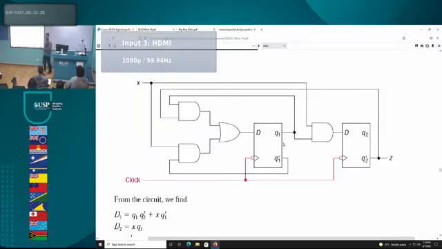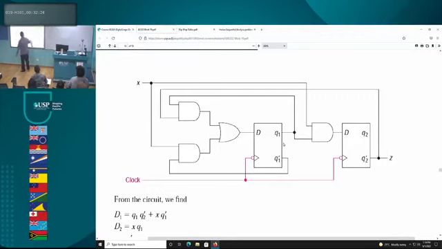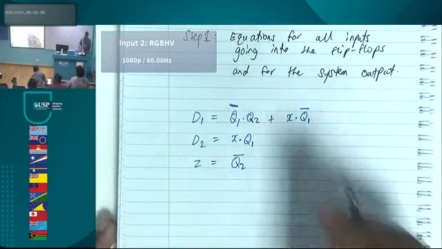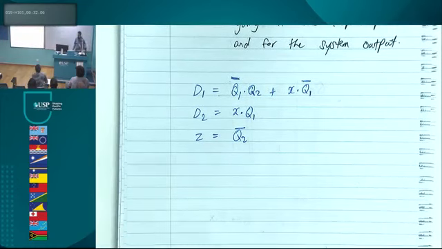This is why I gave you guys that question. Z. Oh man, where does it go? Sorry, Z is over here. We don't need to trace back. Z is Q2 bar. So those are our equations. All right, everyone happy? Step 2.